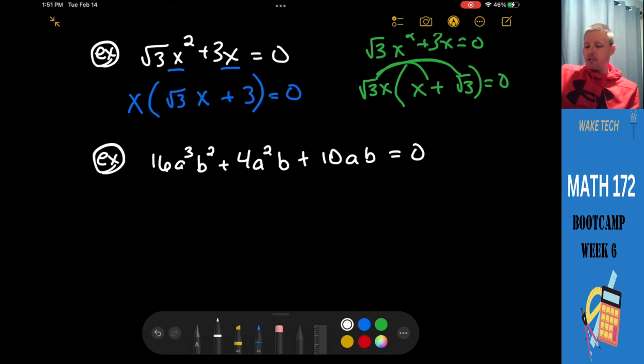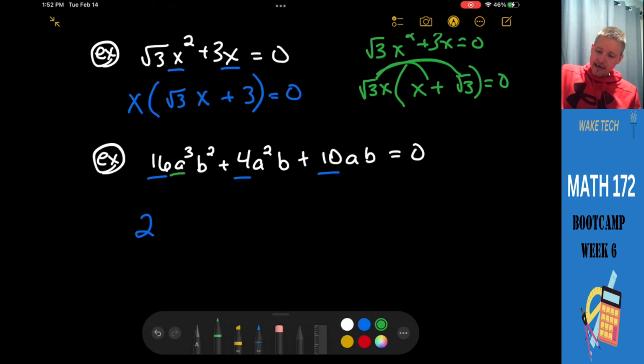Okay, so when you're looking for a GCF, especially when there's multiple parts to consider, what I would do is just look at each of these components separately. So the coefficients, we'll look at those. That'll be the numbers here. So between 16, 4, and 10, what we're looking for is the greatest factor we can remove from all of those numbers. In this case, that factor is a 2.